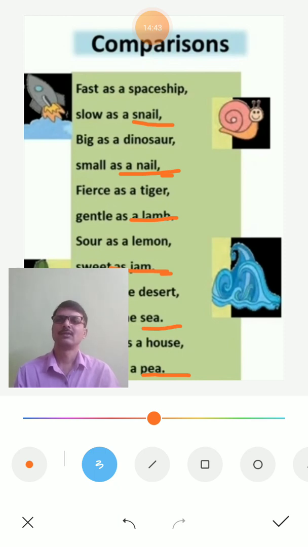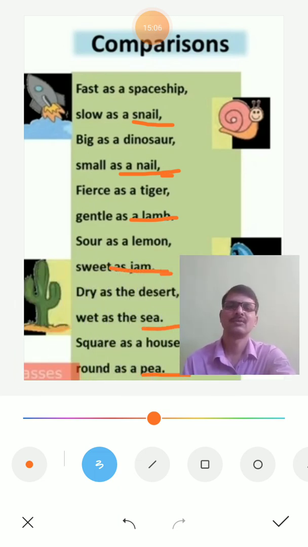Now we have learned what adjectives are used here to show shape, size and temperature. Can you tell me what adjectives are used here to show shape? Okay, square and round for shape. Size: big and small. Then temperature: fierce and gentle. These adjectives are used to show temperature, size and shape.